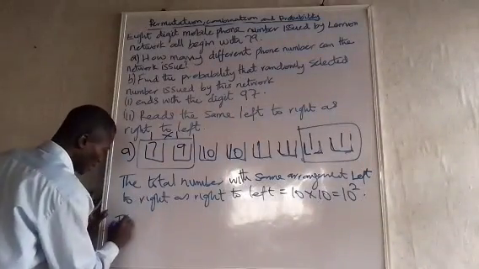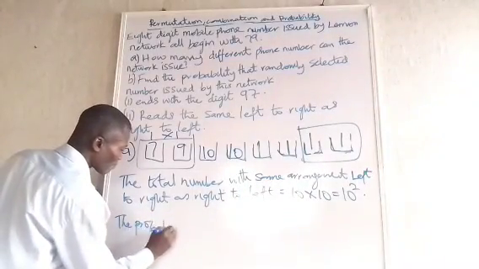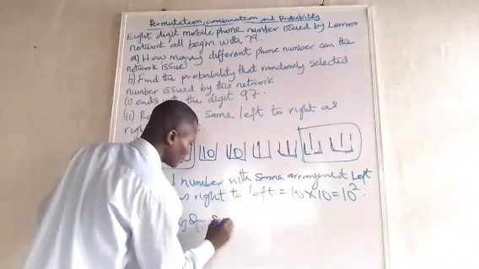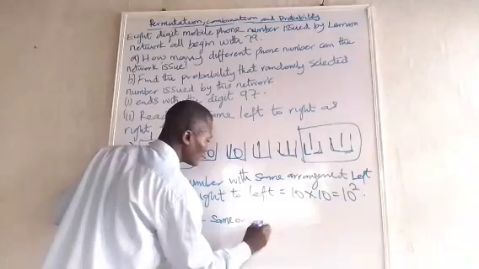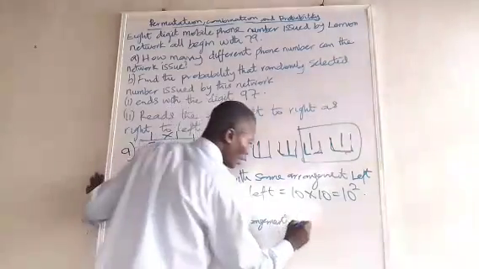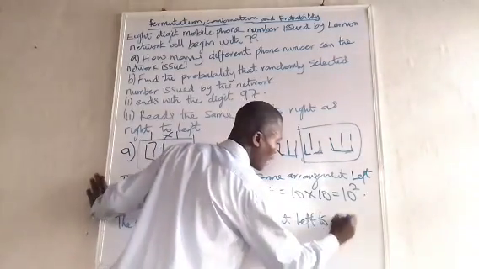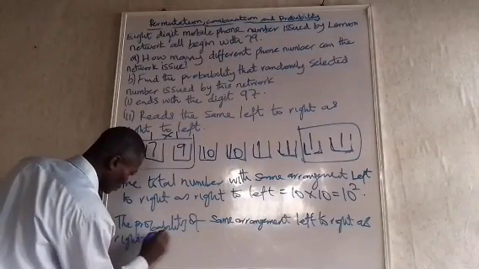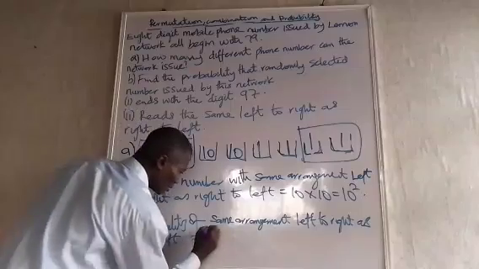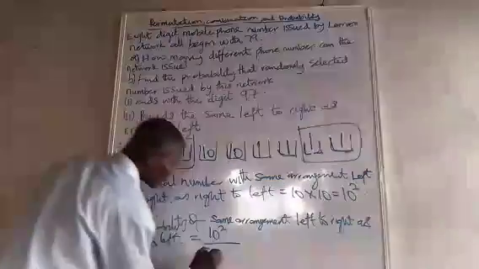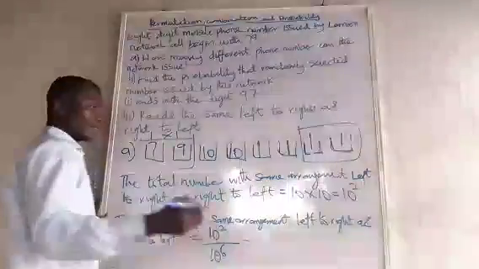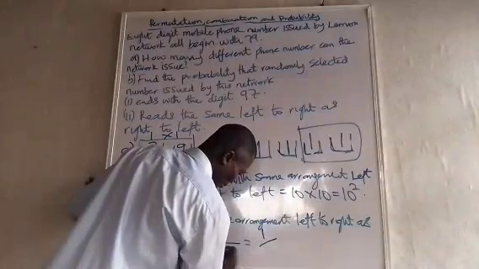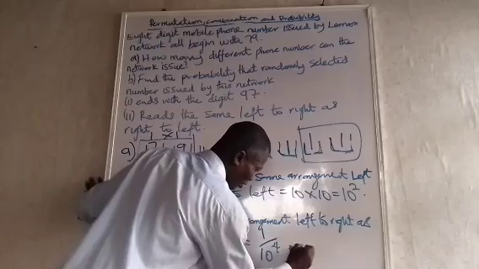Now the probability, just like before, of the same arrangement left to right as right to left will be equal to 10 raised to the power 2 over 10 raised to the power 6. Just like before, this is the total possible number, and that's going to be 1 over 10 raised to the power 4, or 0.0001.